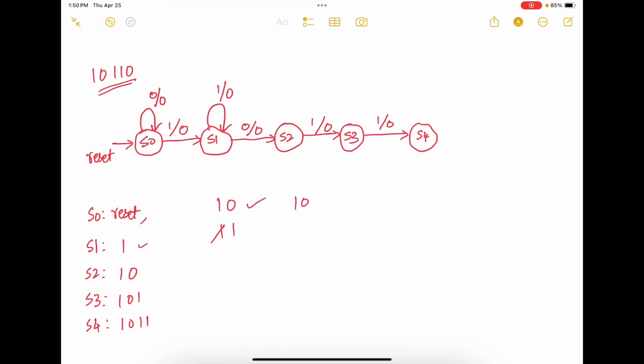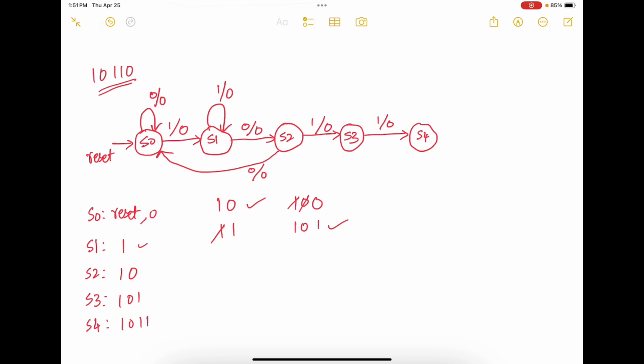So S2 was 1, 0. So from there you can either get a 0 or you can get a 1. If you get a 1, you move to S3. If you get a 0, is there a state with 1, 0, 0? No. Is there a state with 0, 0? No. Is there a state with 0? Yes. So we move to S0 with your output still a 0.